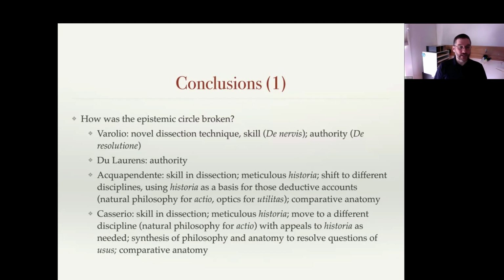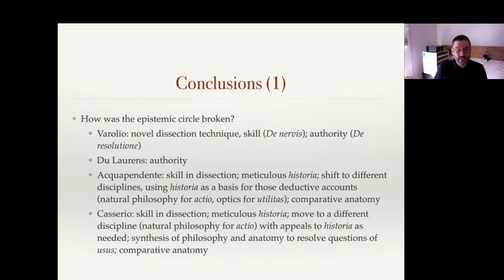for all of this. For Casserio, he breaks the epistemic circle via his skill in dissection, via meticulous historia as before, but also moved to a different discipline, a related but distinct discipline, which is natural philosophy for the actio section, with appeals to historia as needed, but not as called for as we see in, at least in his account of vision. I think he's much more involved in hearing and voice; his discoveries were primarily in accounts of the hearing and voice. So those may look different, actually.